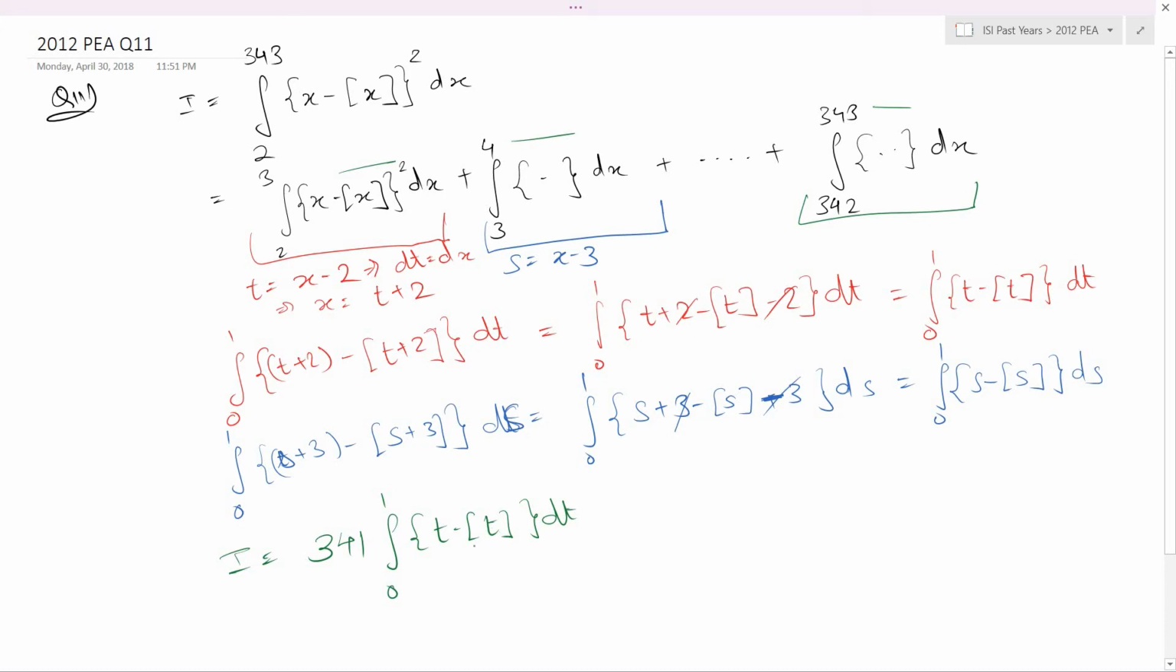Now this greatest integer function, whenever the t value is between 0 and 1, is simply 0. So this is 341 times the integral from 0 to 1. Actually there should be a whole square everywhere, and similarly we'll have whole squares here as well. So simply t square dt.